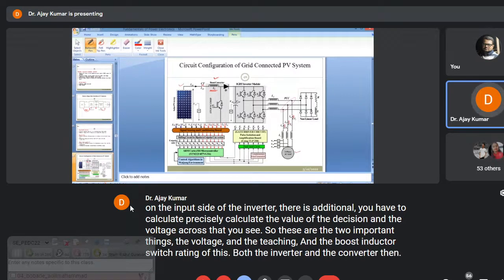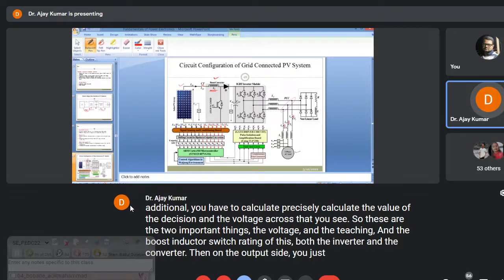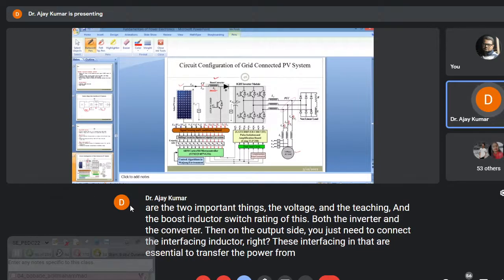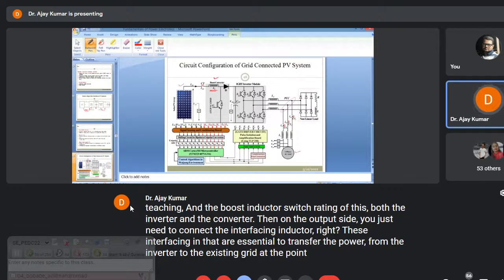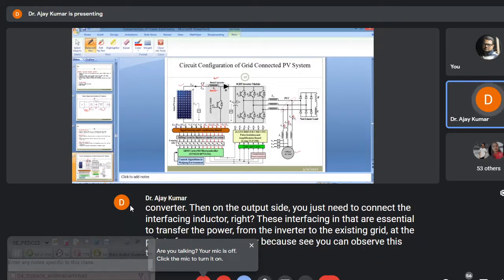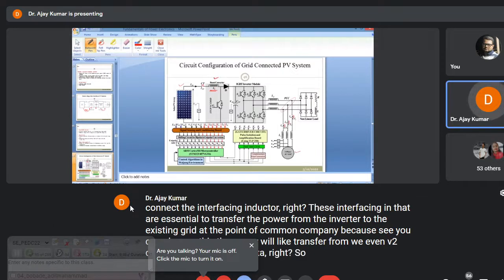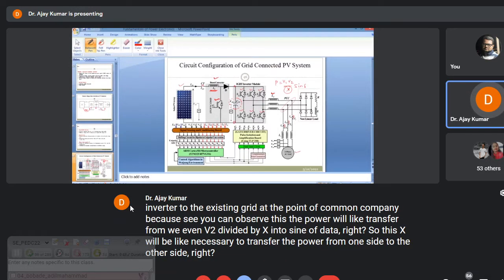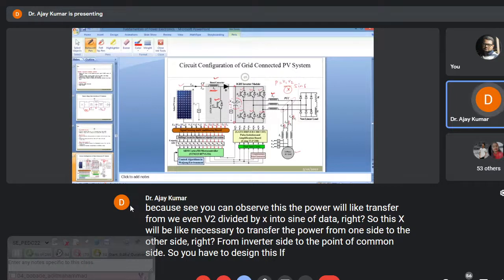Then on the output side, you just need to connect the interfacing inductor, right? These interfacing inductors are essential to transfer the power from the inverter to the existing grid at the point of common coupling. Because you can observe that the power transferred is V1 V2 divided by X times sine of delta, right? So this X is necessary to transfer the power from one side to the other, from the inverter side to the point of common coupling side. So you have to design this LF, the interfacing inductors, carefully.